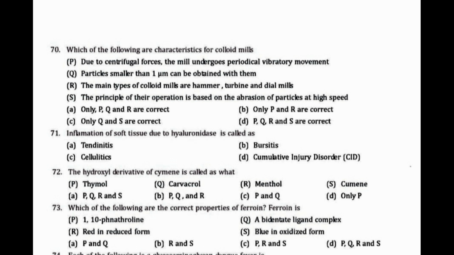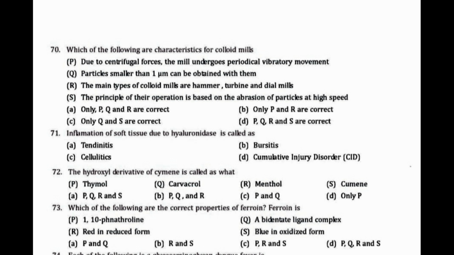Cumulative injury disorder. Question number 72. The hydroxyl derivative of cymene is called as option P, thymol, Q, carvacrol, R, menthol, S, cumene. Option A, P, Q, R and S are correct. B, P, Q and R. C, P and Q. D, only P. The correct answer is P and Q, that is thymol and carvacrol. Option C is the correct answer.